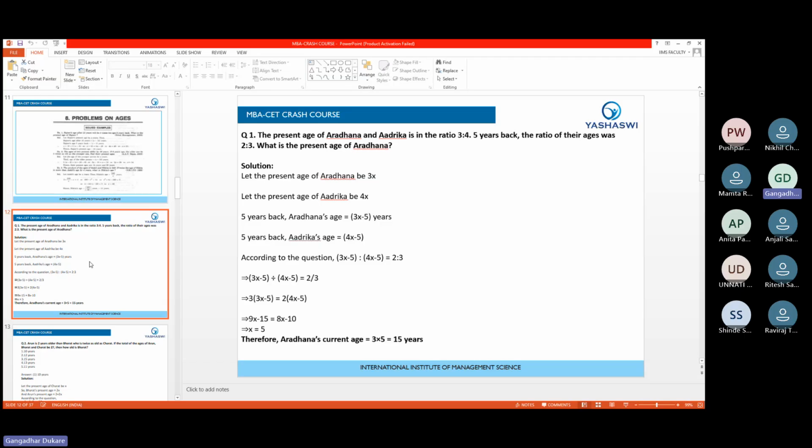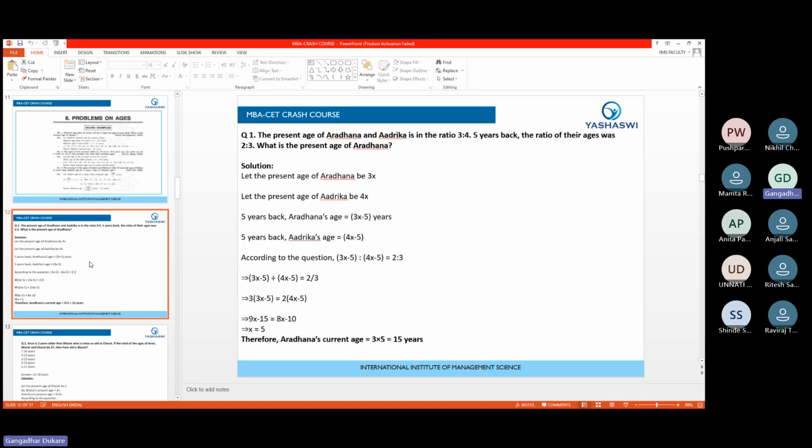Since the ratio of Aradhana and Adrika's ages is 3/4, their ages will be 3x and 4x. That is simple. Then we come to five years back. Yes, five years back, Aradhana's age will be written as follows.